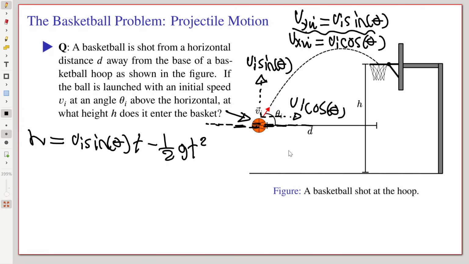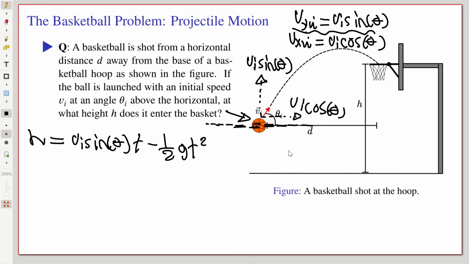Now, you can leave it here as it is. But what you get is basically the height in terms of time, or the vertical position as a function of time. It depends on time. But we can do better than that. We can actually express it in terms of distance, which is much better and much simpler to work with.